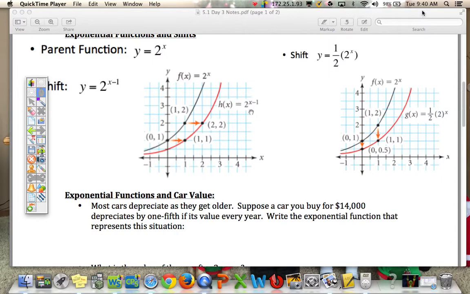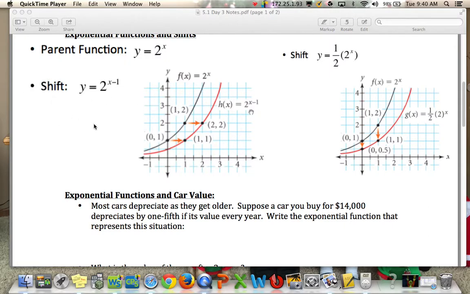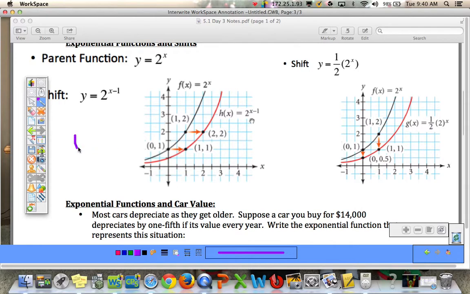And the shifting rules follow the same idea as last chapter. So if we take a look at this function in black, y equals 2 to the x, and it shifts right 2 every time, we can write the equation of the shift as y equals 2 to the x minus 2. Okay, they have x minus 1, that's wrong. So it should be shifted right 2.